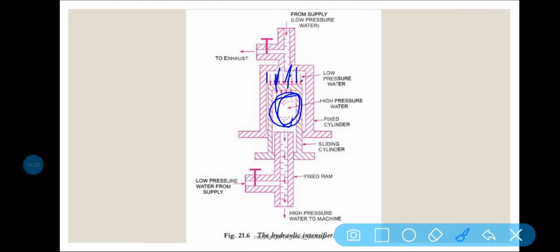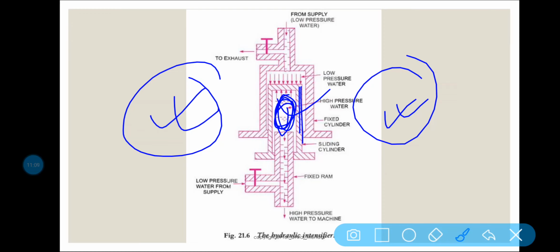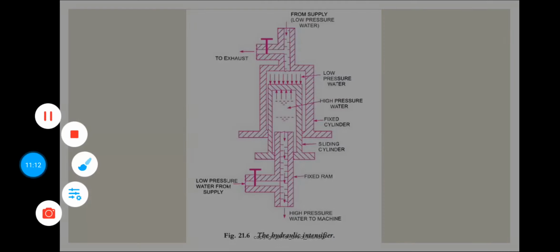then the sliding cylinder is moving downward, understood? If the sliding cylinder comes downward, then this volume will decrease, that area will be minimized, isn't it? So that the high pressure zone will be created. Am I right? So I can say that the device used to increase the intensity of pressure of water by means of hydraulic energy available from a large amount of water at low pressure is called a hydraulic intensifier. Clear? Hydraulic intensifier, understood? Again I am telling you.